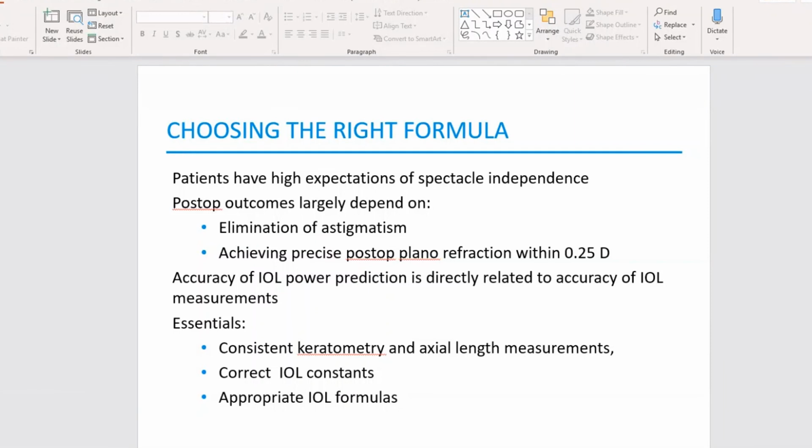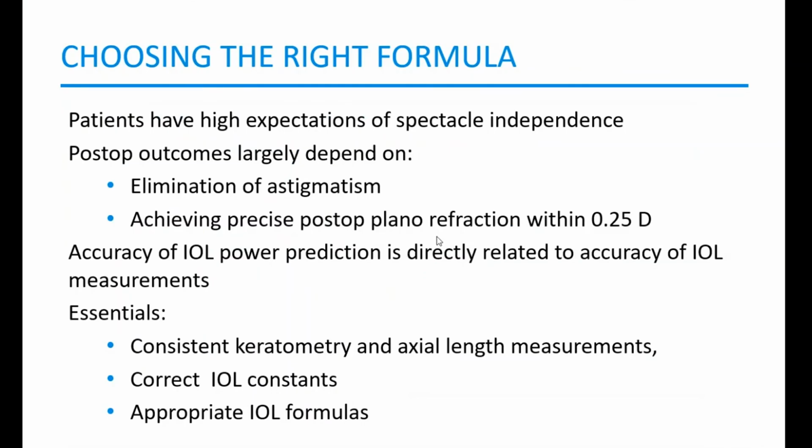Okay, so choosing the right formula, right? It's important, right? Because the patient's expectations is independence from spectacles, right? And also elimination of astigmatism is high on their expectations, right? And so post-op refraction, we do expect it to be within 0.25 diopters, whether it's plus or minus. You wouldn't want to go beyond 0.25 diopters because that's going to create some loss in visual acuity.